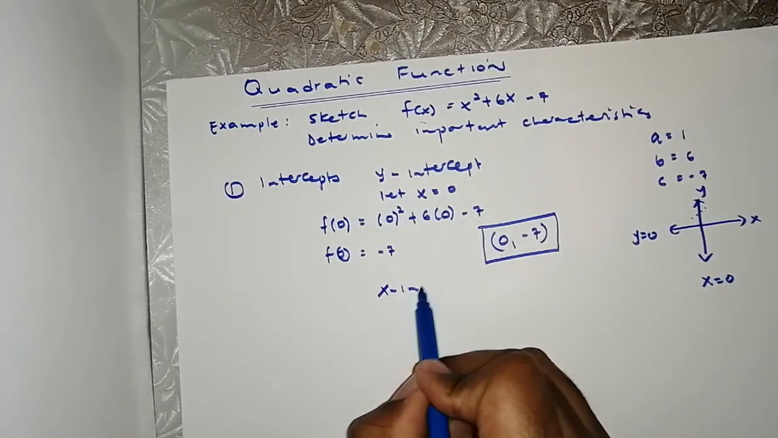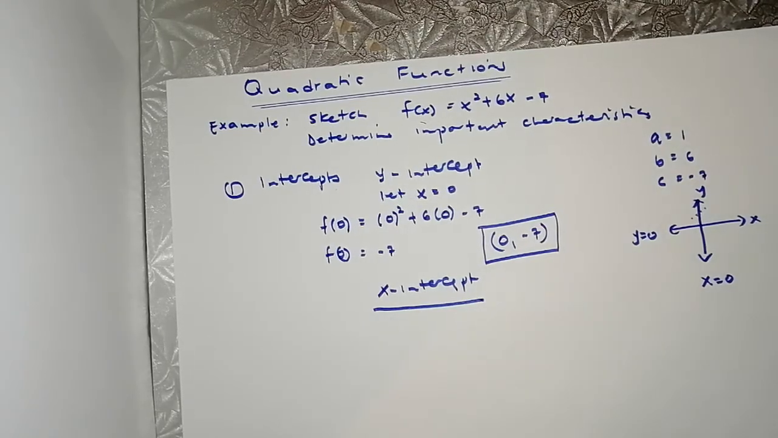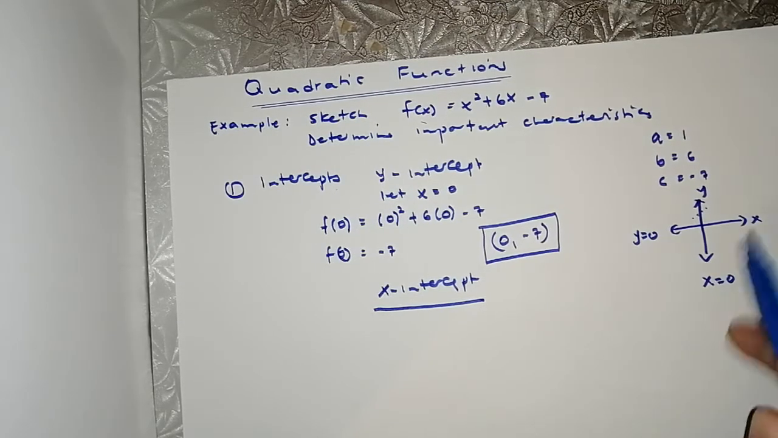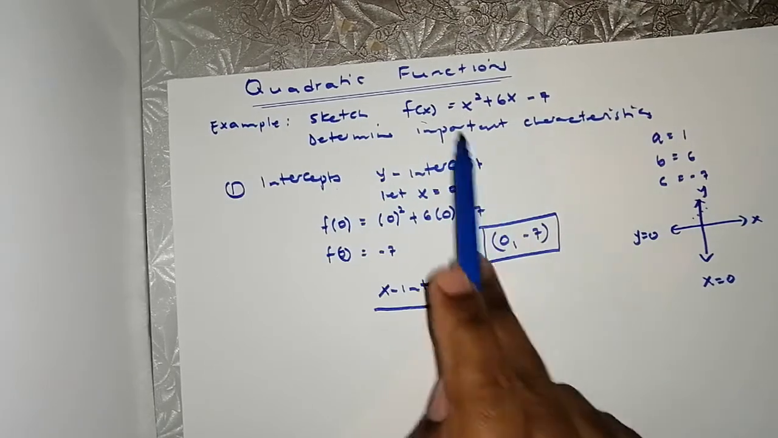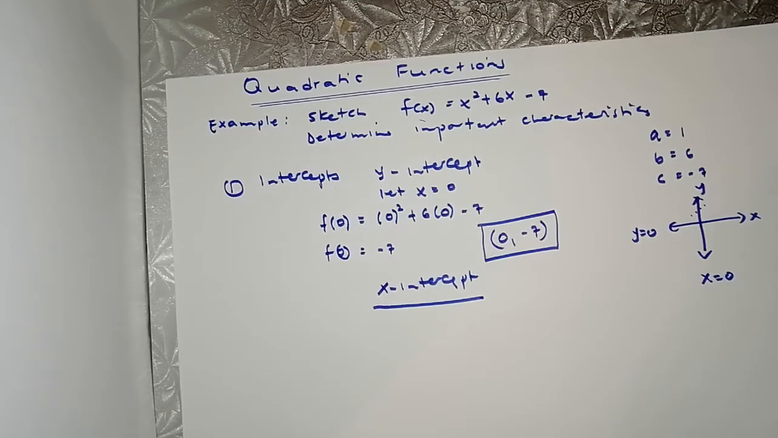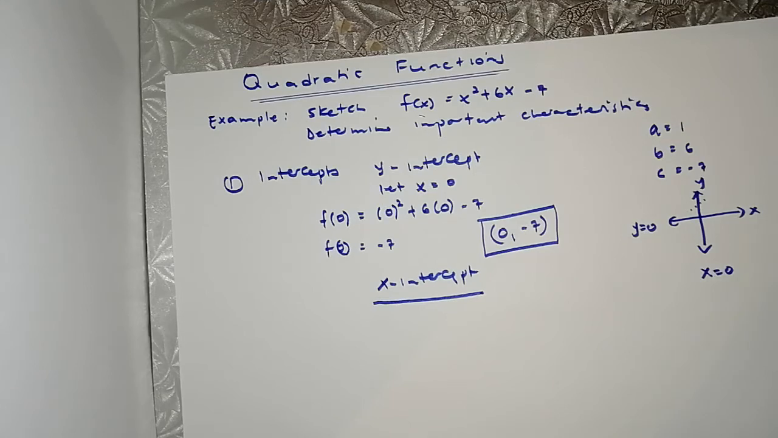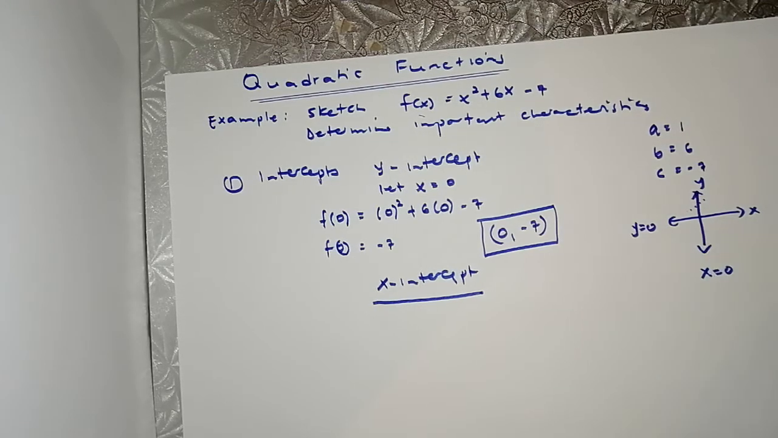Finding the x-intercept. For the x-intercept, we're looking for where the function will either cut or touch the x-axis. But let's wait for a second here. This is a parabolic graph. A is positive, so it's going to be all smiles. Everyone is going to smile, even yourself, after we are done with this. And the function is going to cut the y-axis at negative 7.